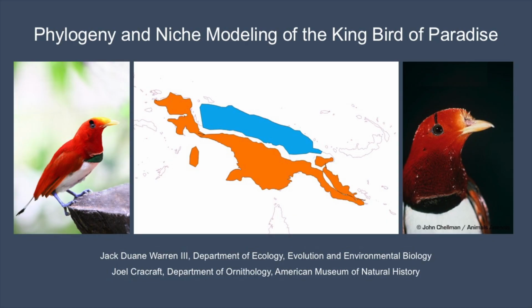Hi, my name is Jack Warren, and I research the phylogeny and future distributions of the kingbird of paradise, a bird endemic to Papua New Guinea. First, I sequenced mitochondrial genes in order to better understand the speciation. What I found is that the kingbird of paradise can be divided into 2 geographically distinct subspecies, one in the north and one in the south, both pictured here.